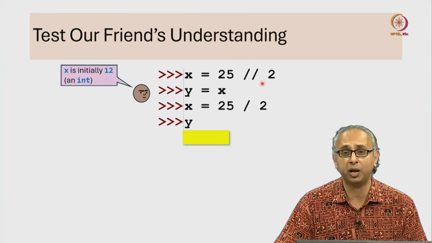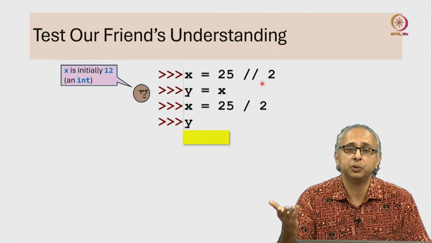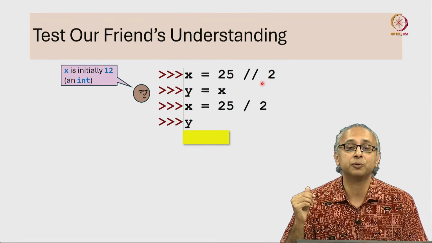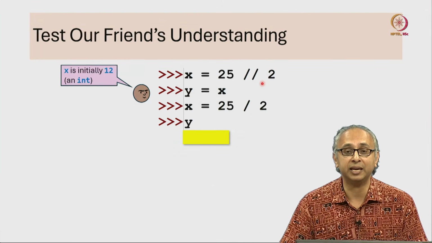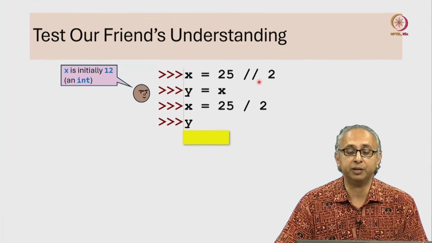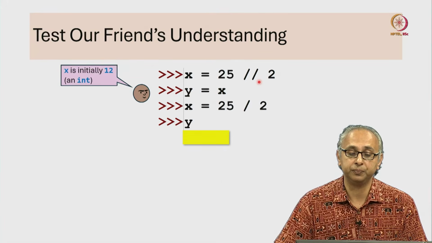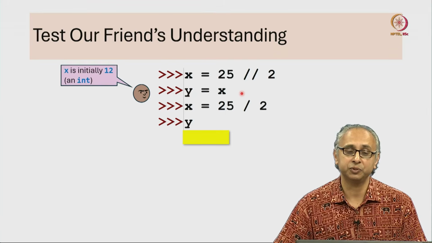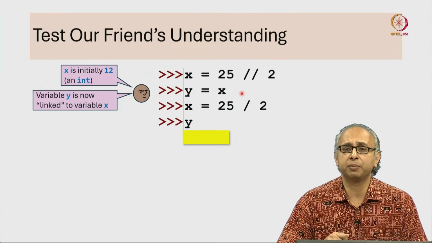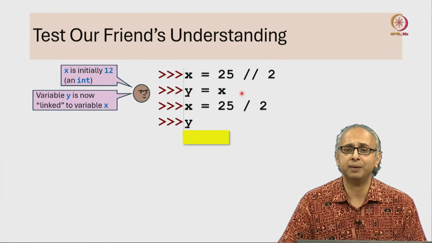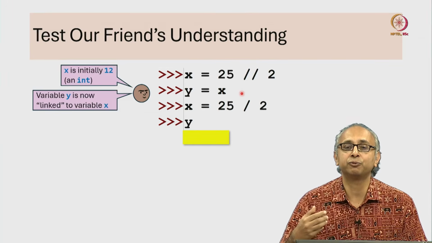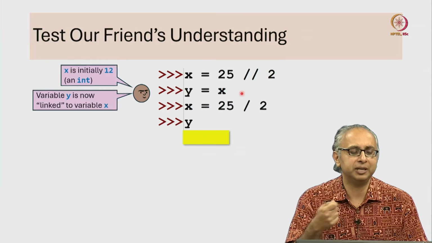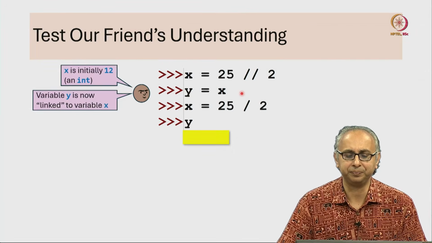integer object 12. Remember, 25 divided by 2 is normally 12.5, but this is floor division. It always rounds downwards towards negative infinity. So this will evaluate to the integer object 12. Then, of course, we have this assignment statement, y is equal to x. So our friend knows that the variable y is now attached to the same object as x. Our friend expresses this slightly loosely as variable y is now linked to variable x.